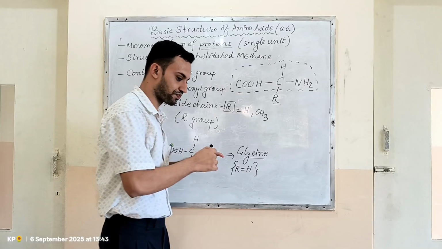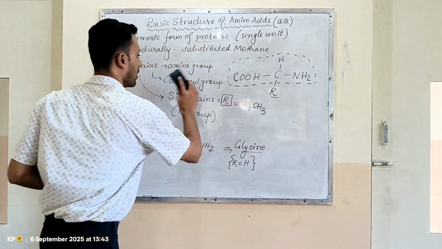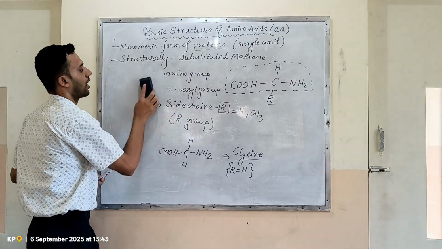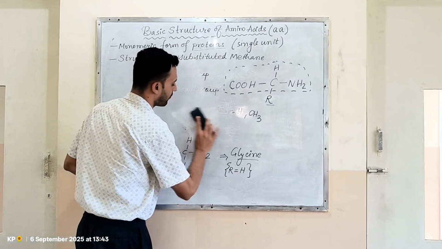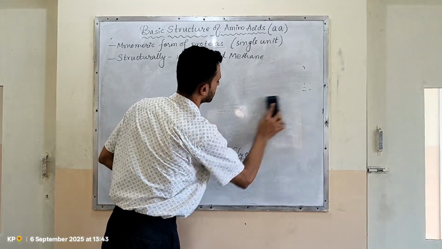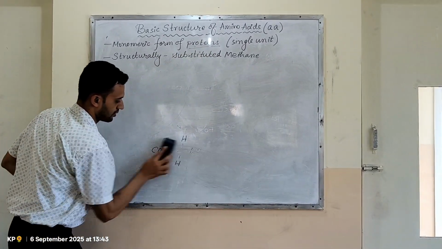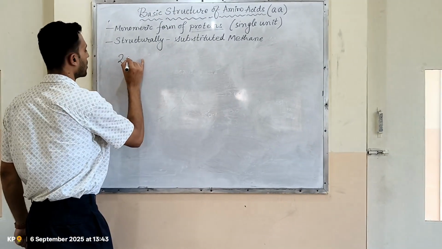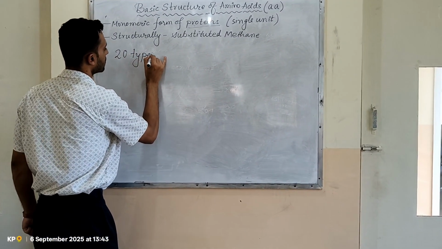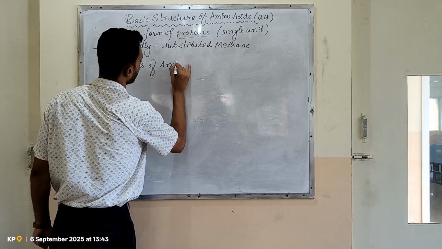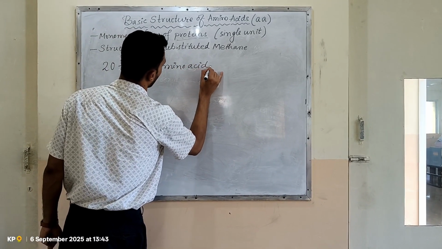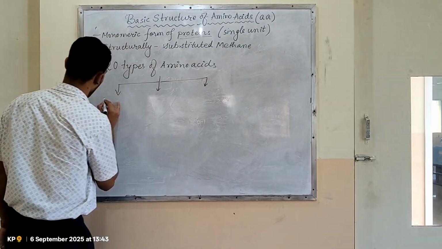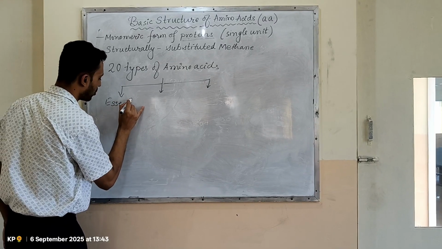So, moving forward, since I have discussed there are 20 types of amino acids, let us understand how many amino acids are actually required for our body. Now, in nature, there are 20 types of amino acids. Out of these 20 types, we can divide them into 3 groups. One of the groups is known as essential amino acid.